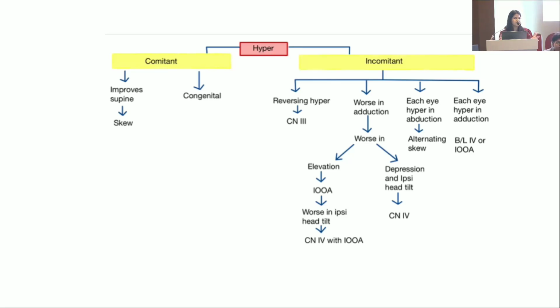So the structure is clear. First, differentiate monocular versus binocular. In binocular, if there is limited extraocular motility, we will look for paralytic and restrictive causes, and if the extraocular movements are full and free, then we should look for strabismus or any neurological cause.